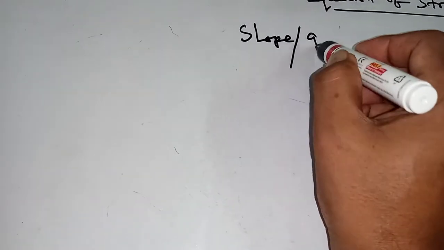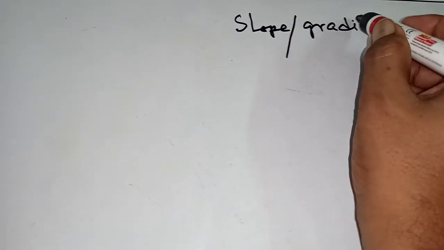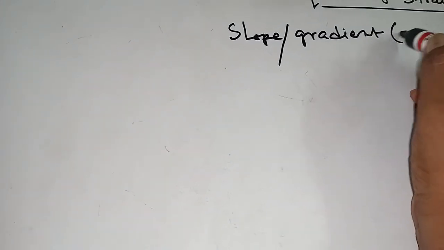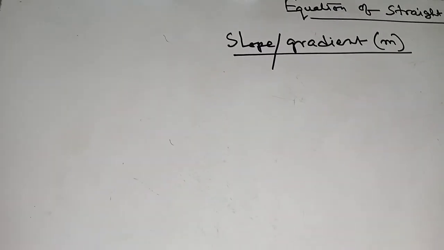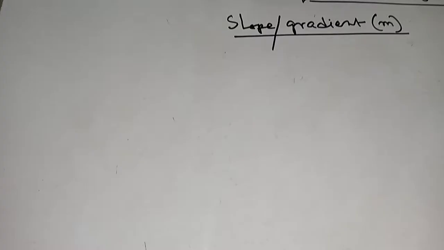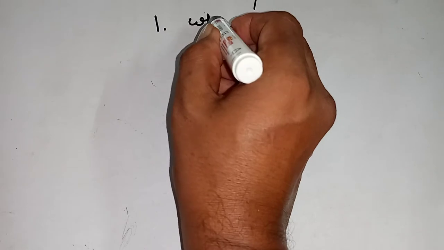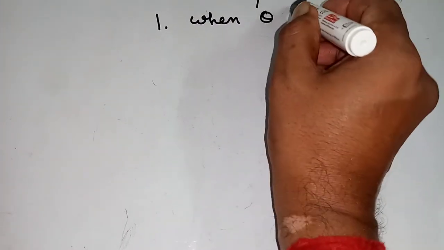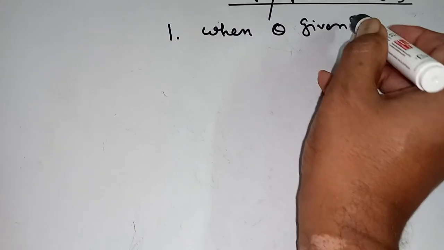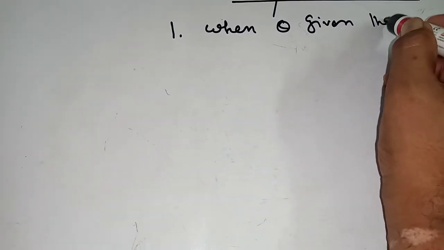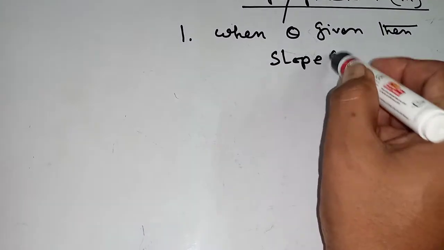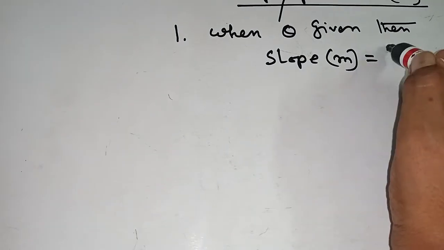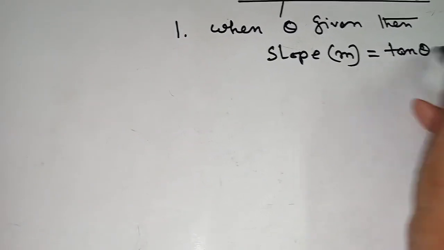Slope or gradient is denoted by M. Slope or gradient, this is the same meaning, slope and gradient. One, when theta is given, then slope equal to tan theta.